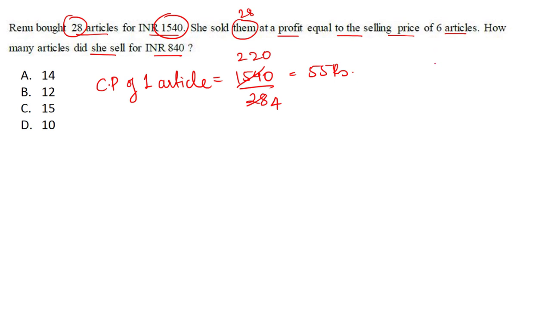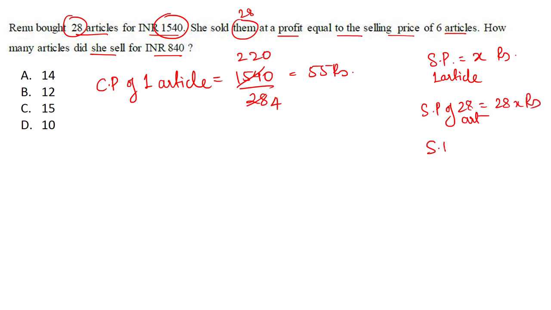I don't know the selling price of every article. Let the selling price of one article be x rupees. So the selling price of 28 articles would be 28x rupees, and the selling price of 6 articles would be 6x rupees. Now, she sold them at a profit equal to the selling price of 6 articles.